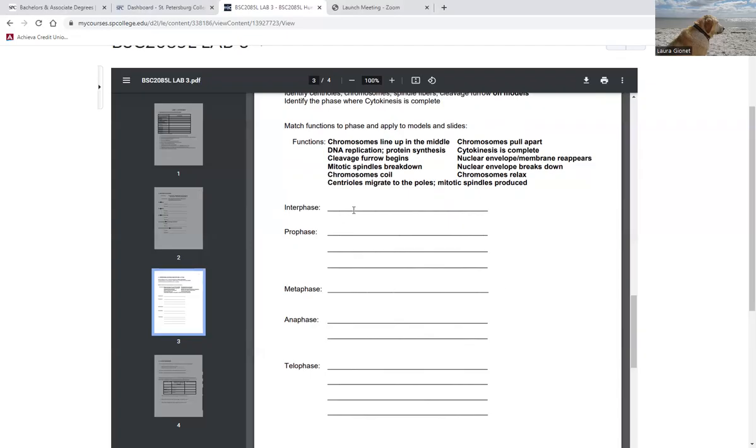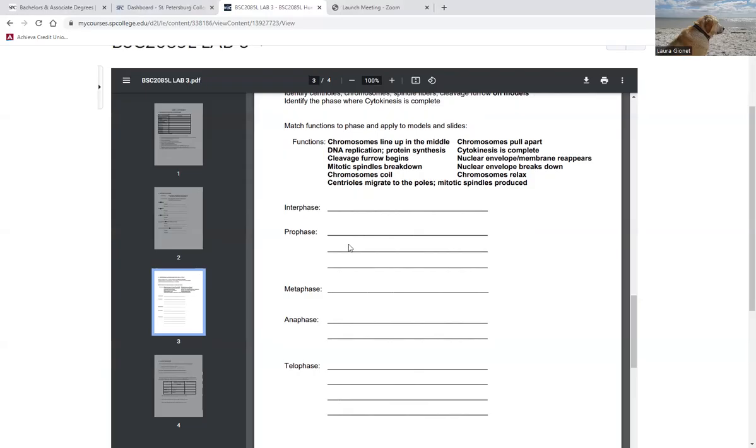So let's start with interphase. What occurs during interphase? And you can print these off and write them out by hand. If you're downloading the document, and you can put it in an edit form, then you can copy and paste into it, but otherwise I would print them out and write it out myself. DNA replication and protein synthesis go with interphase. Okay. DNA replication and protein synthesis.